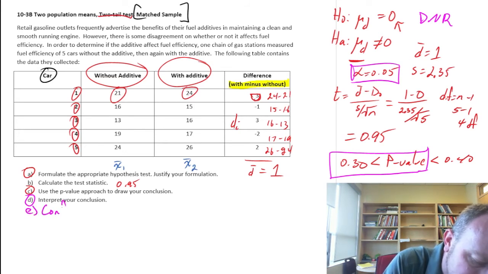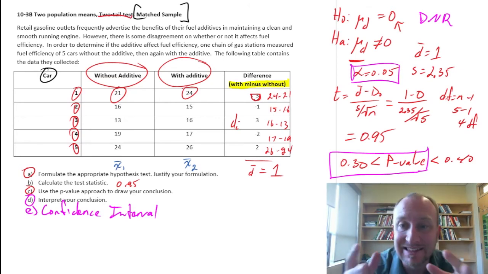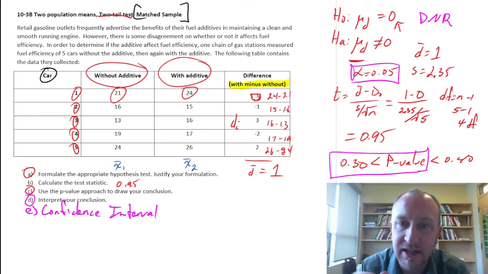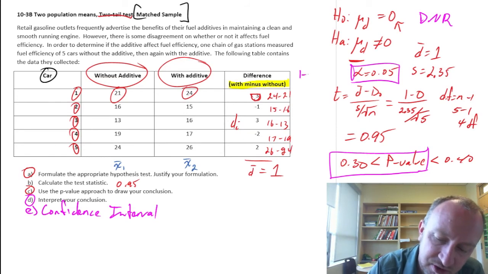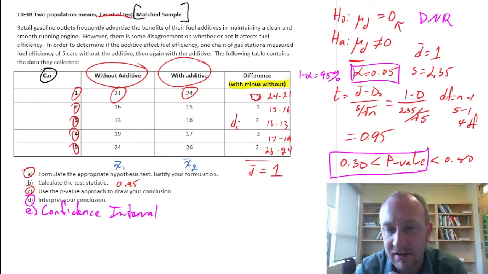I want to do a confidence interval here as well, just to show again how we can compare the results of a confidence interval to the results of a two-tailed test. In this case, it's a matched sample design, it's a different experimental design, but that comparability between a confidence interval and a two-tailed test still exists. So here our alpha was 0.05. So 1 minus alpha, we'll do a 95% confidence interval.